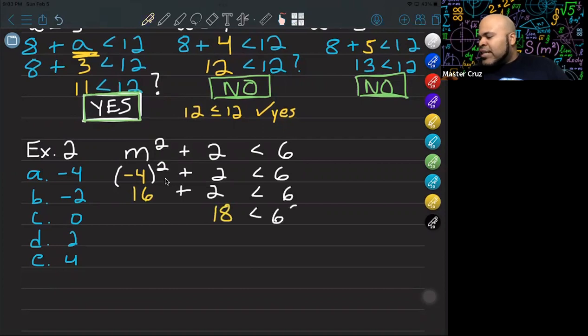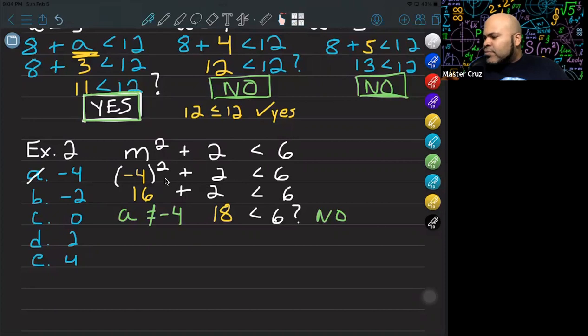Is this a true statement? The answer is no, this is not a true statement. Which means that m equals negative 4 is not a solution. So A is not correct. Let's try B.